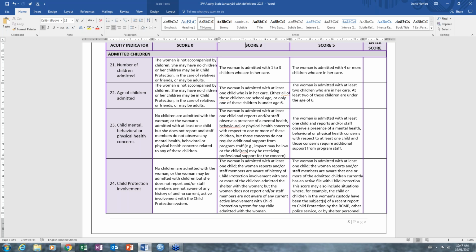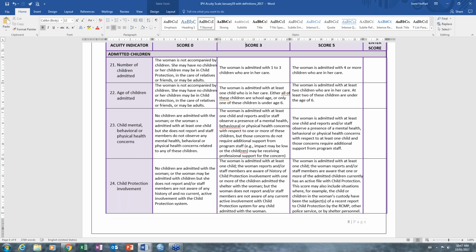So, child mental, behavioral, or physical health concerns. This is that question before about a child sustaining an injury while the mom was pregnant. This is where we would score it. A score of 0 here would be there's no kids, or there is at least one child, but there are no mental health, behavioral, or physical health concerns related to any of these children. Essentially, there are no kids with any concerns, or no kids at all.